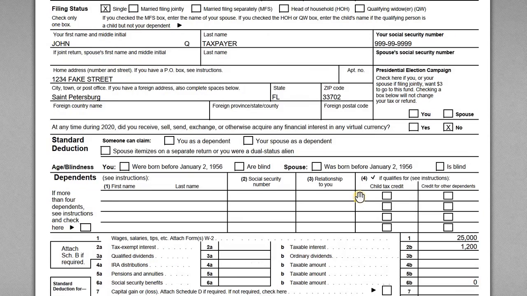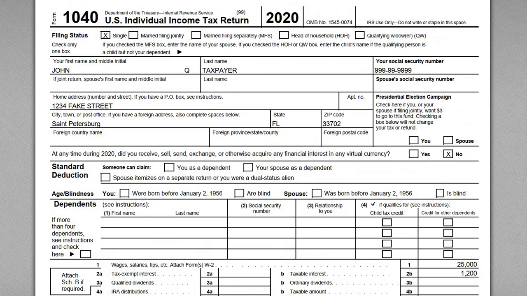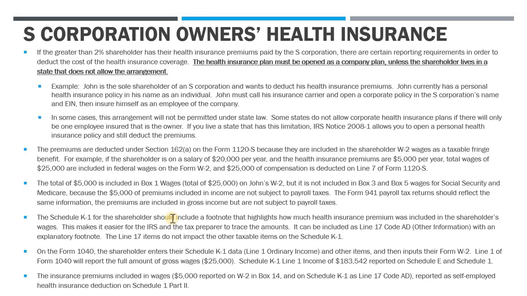You see it enough, it gets a little more familiar, but these are unfortunately the reporting requirements, right? The IRS has to make everything complicated, and so for health insurance paid for S Corp owners, these are the rules, these are the mechanics and the reporting pieces.